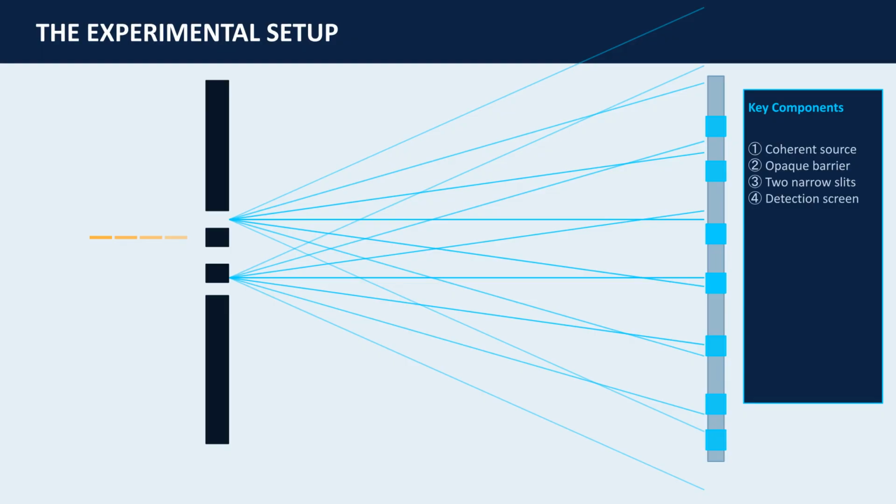The experimental setup consists of a coherent source, an opaque barrier with two narrow slits, and a detection screen. The coherent source releases particles toward the barrier. The particles pass through the slits and then strike the screen, where their final positions are recorded.